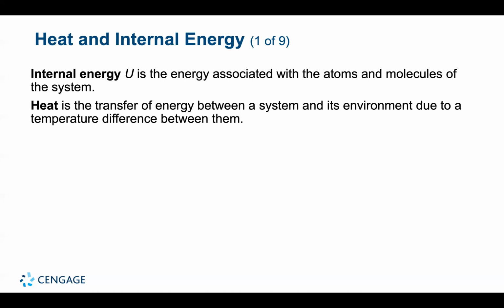So internal energy U is the energy associated with the atoms and molecules of the system, and includes kinetic and potential energy associated with the random translational, rotational, and vibrational motion of the particles that make up the system, and any potential energy binding the particles together. Recall that the internal energy of a monatomic ideal gas is associated with the translational motion of atoms. In this special case, the internal energy is the total translational kinetic energy of the atoms.